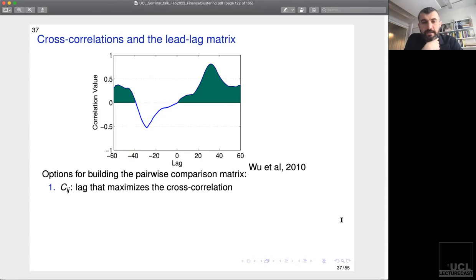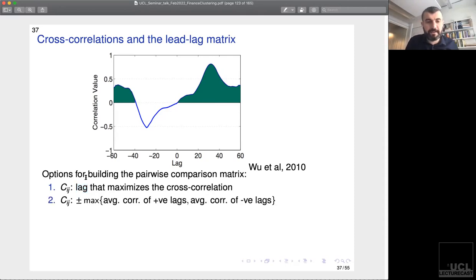There are many ways to do this, and I won't dwell too much on it. I'll just say there are some simpler ways. For example, your matrix C, entry ij, is the lag that maximizes the cross correlation. So if the correlation is maximized at lag 35, entry ij will be 35. This is not going to be very robust.